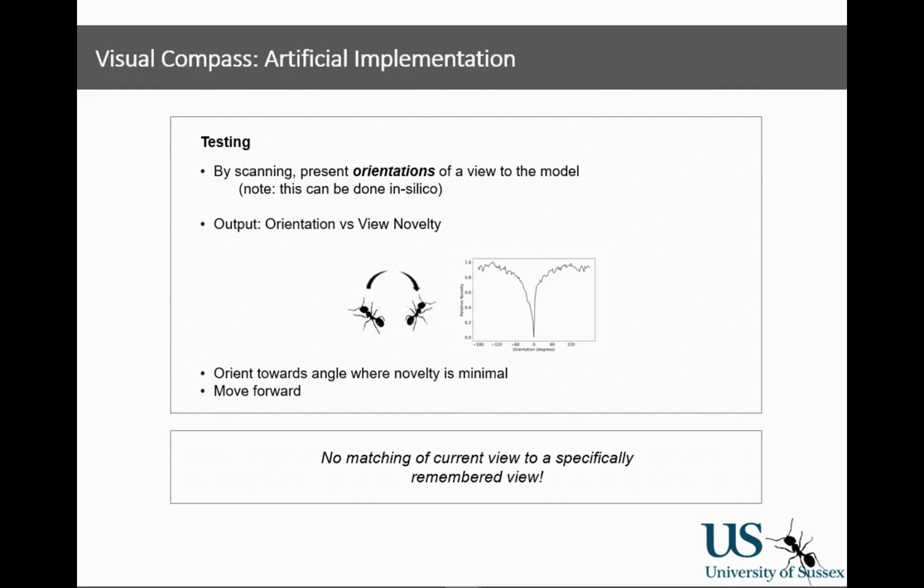So just to reiterate something Andy was talking about, there's no matching of a current view to a specifically remembered view. There's no mapping to where in the route that's from. All the agent needs to know is whether or not the view is familiar. And so this embodies route following.